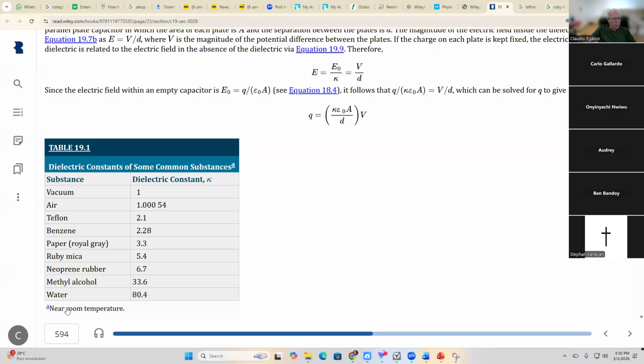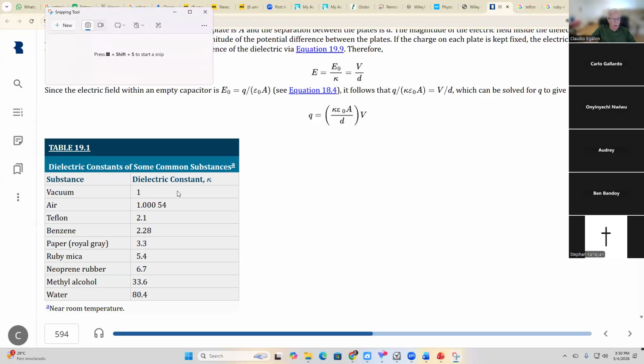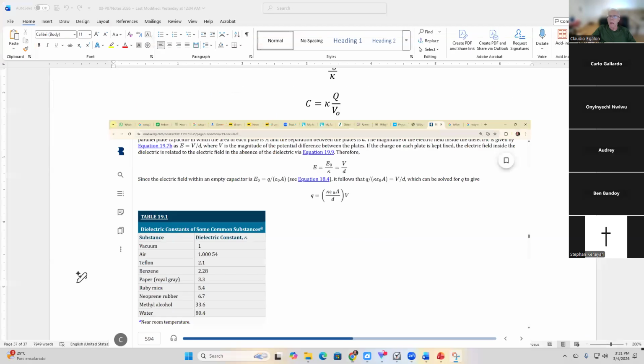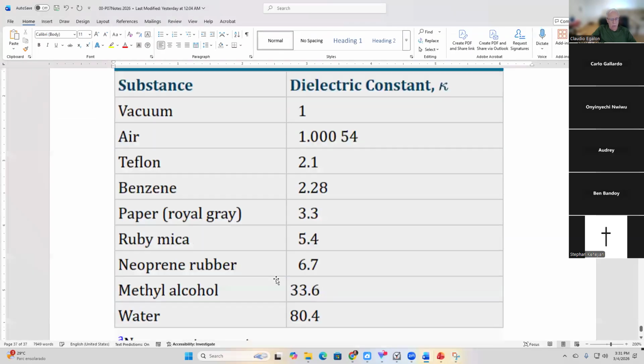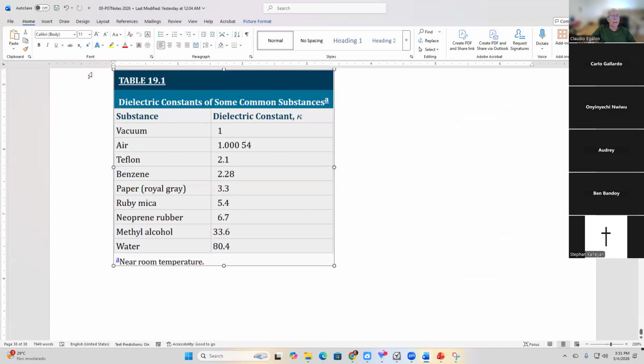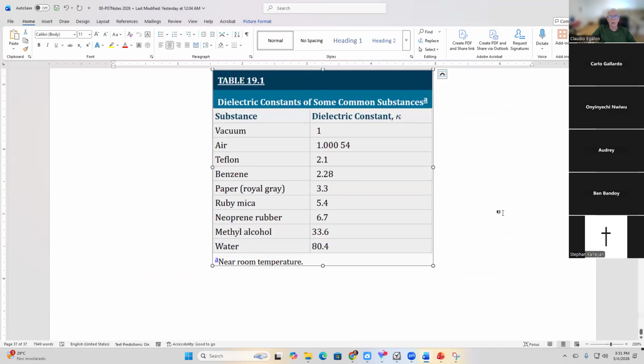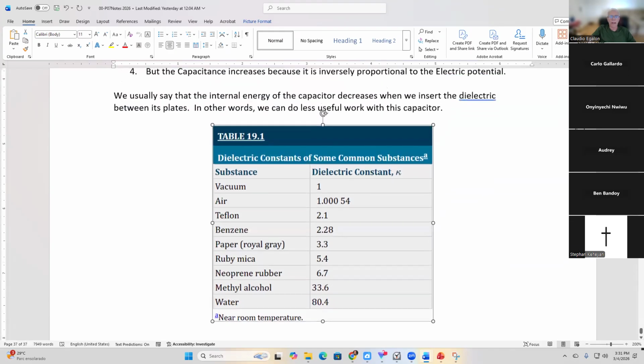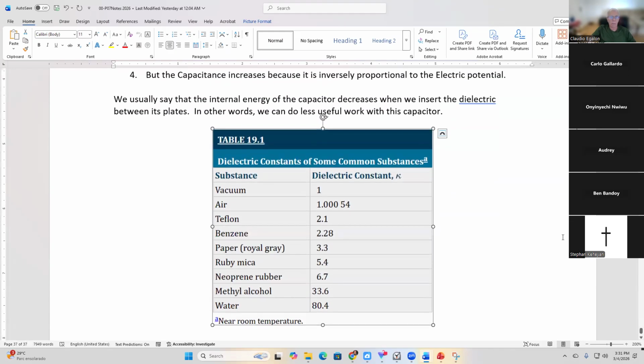You don't need to memorize the whole table, but you have at least to memorize that the dielectric constant of the vacuum and the air are almost the same and equal to 1. Now, dielectric constants for different dielectric materials, right? For some common dielectric materials, for some common substances.